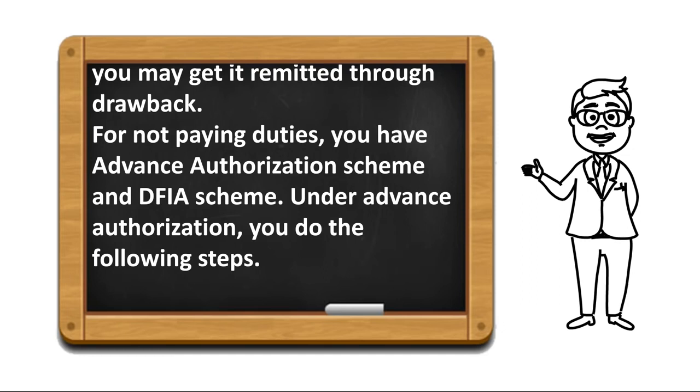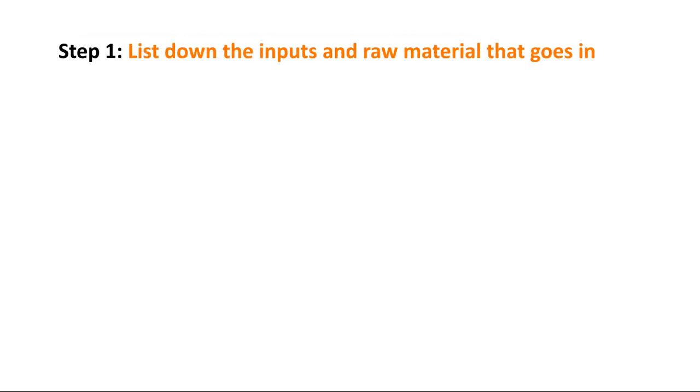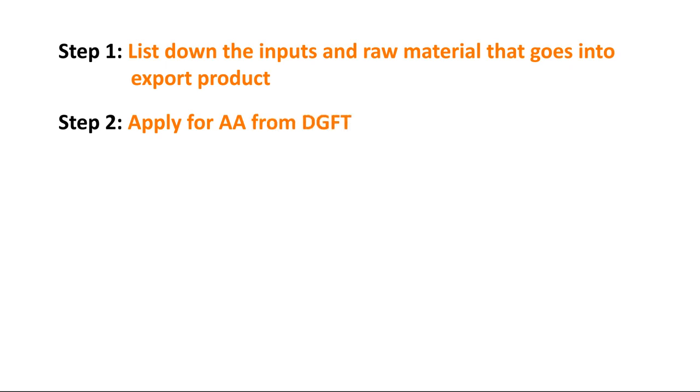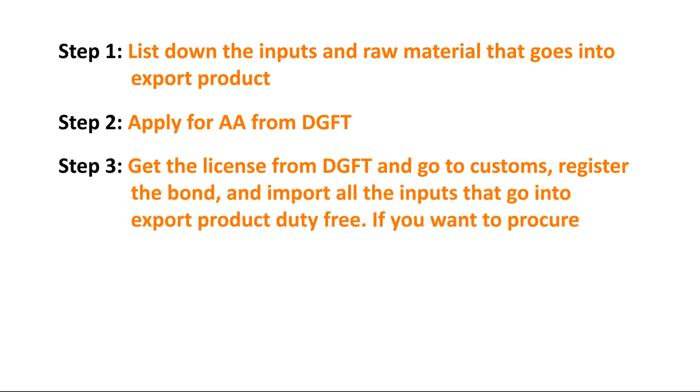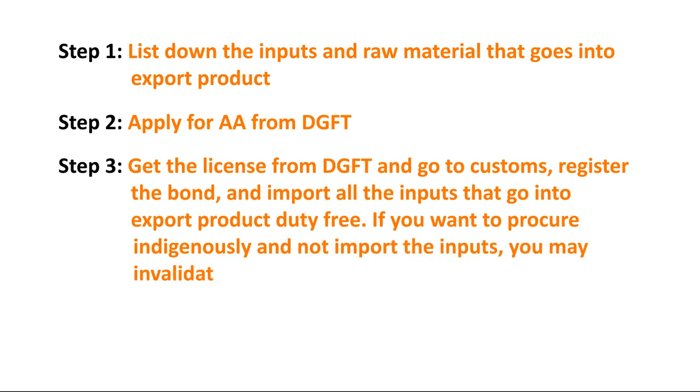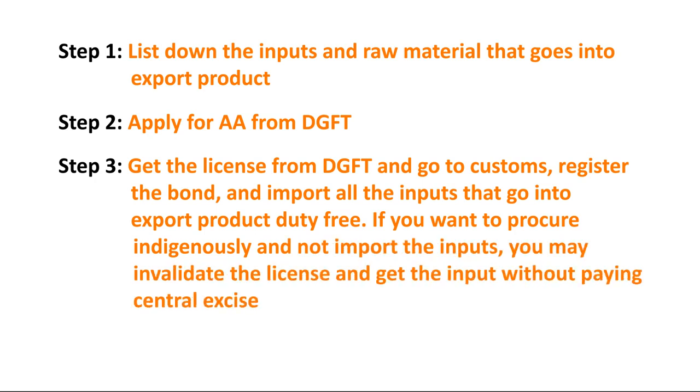Under Advance Authorization, you do the following steps. Step 1. List down the inputs and raw material that go into export product. Step 2. Apply for AA from DGFT. Step 3. Get the license from DGFT and go to Customs, register the bond and import all the inputs that go into export product duty-free. If you want to procure indigenously and not import the inputs, you may invalidate the license and get the input without paying central excise duties.